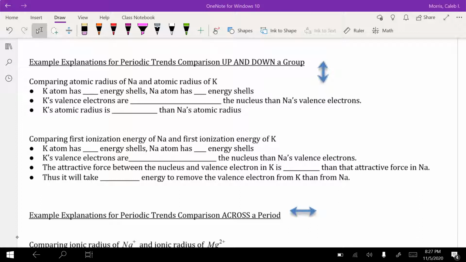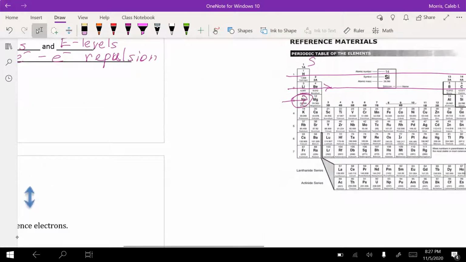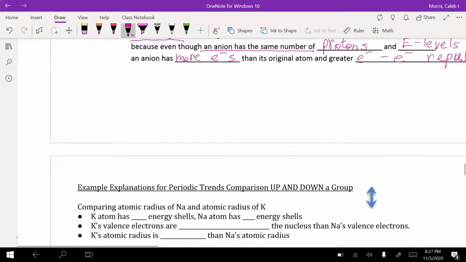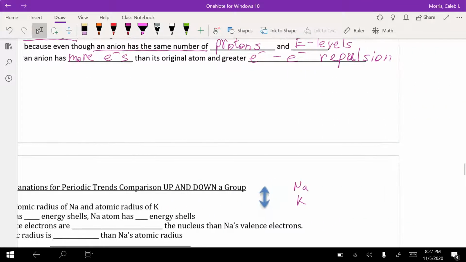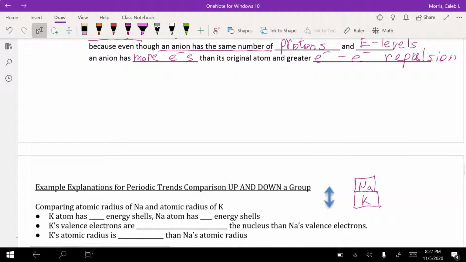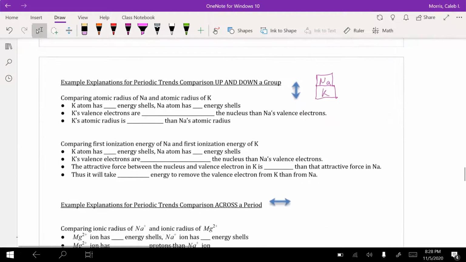All right, we're comparing atomic radius of sodium and potassium. So look at our periodic table and find them. Sodium is right here, potassium is right here. So I'm just going to kind of draw that right here. I have Na, and then K is right below it in the same column. Okay, so we're comparing in the same group. Sodium is one row further up the periodic table than potassium. So potassium's down by one row.